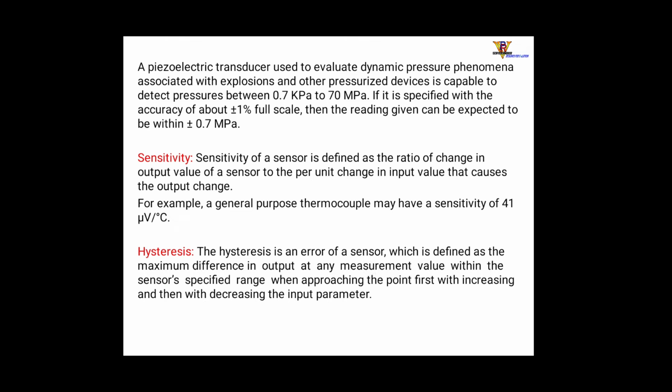And how can we find the hysteresis of a sensor? It is the maximum difference in output at any measurement value within the sensor's specified range. That value must lie within the specified range when approaching the point, first with increasing and then with decreasing input parameters. We can clarify this term with a diagram.